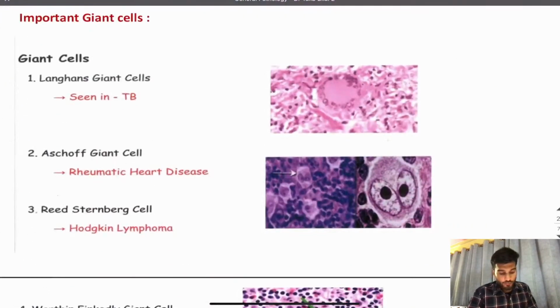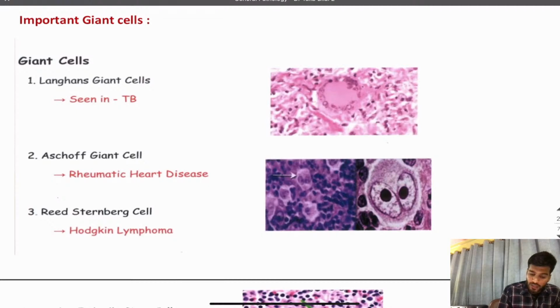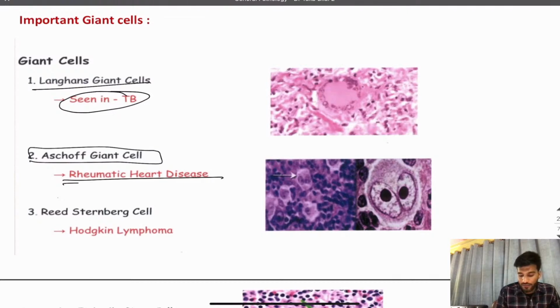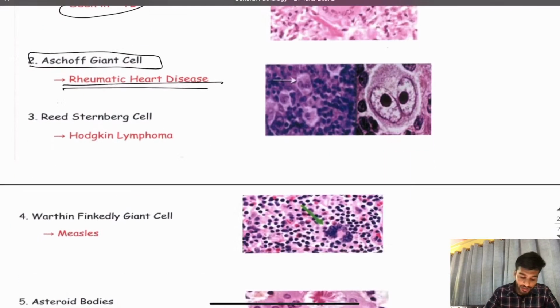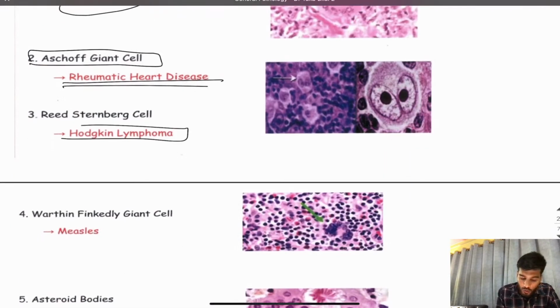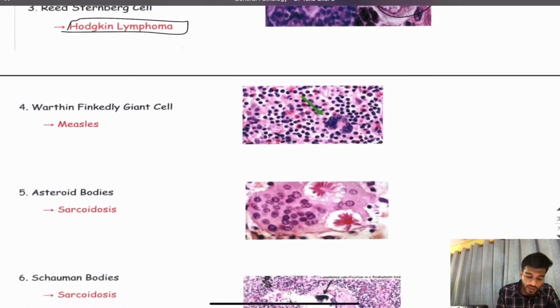Okay, now important giant cells guys. We have Langhans giant cell seen in TB. We have Aschoff giant cell, already know guys. Which necrosis? Fibrinoid necrosis in rheumatic heart disease with the Jones criteria. We have Reed-Sternberg cell, owl eye appearance, where is it found? Hodgkin's lymphoma. We have Warthin-Finkeldey giant cell seen in case of measles.